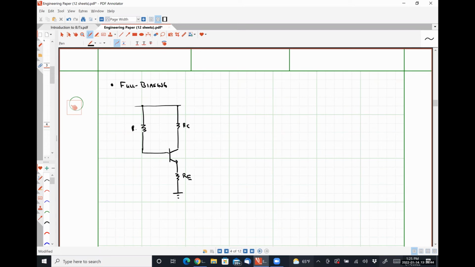And let's call this guy R1. This guy R2. All right. So let me define my quantities here. Here's VBE. Here's IC. Here's VCE. All right. So the problem that this is fixing is that there's still some dependence on power supply voltage in establishing our biasing point in the previous scheme, okay?